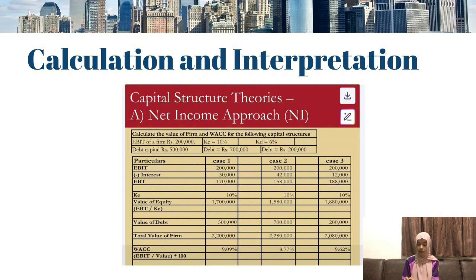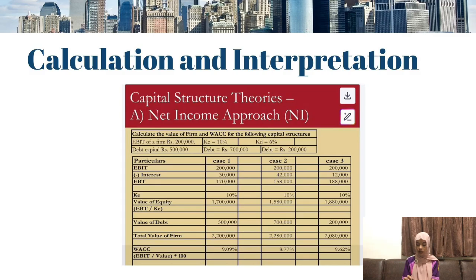Dito, para makuha natin yung value of firm, makukuha natin yung value of equity muna. Value of equity natin sa case 1 is 1,700,000. So, i-plus natin siya sa value of debt na 500,000, which is 2,200,000 ang value of firm. Same process din sa case 2 and case 3, which gives us the value of firm sa case 2 na 2,280,000 and sa case 3 na 2,080,000.